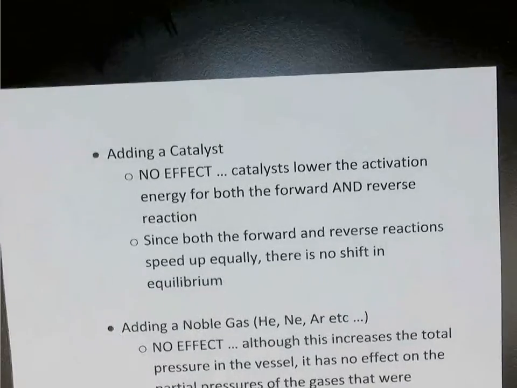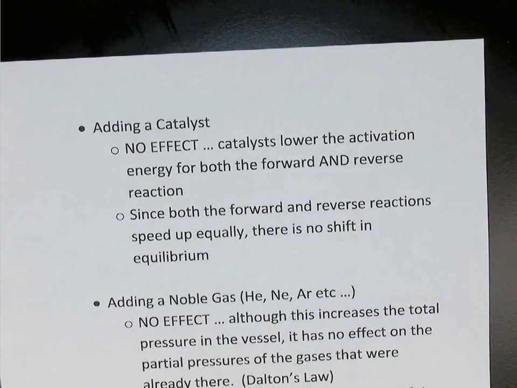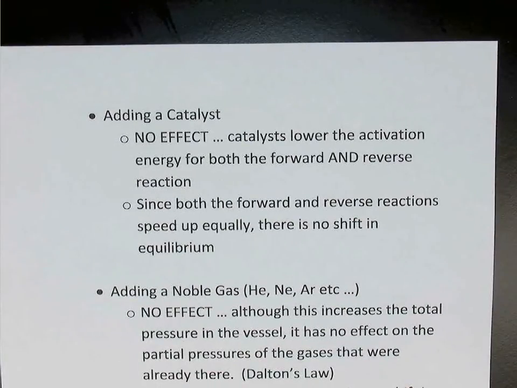Another common question asked about the addition of a catalyst. If you add a catalyst to a system at equilibrium, will there be a shift? The answer is no. A catalyst will lower the activation energy, which speeds up both the forward and reverse reactions. Since they speed up equally, there's no shift in equilibrium. If the system hadn't already been at equilibrium when you added the catalyst, it would simply reach equilibrium faster.